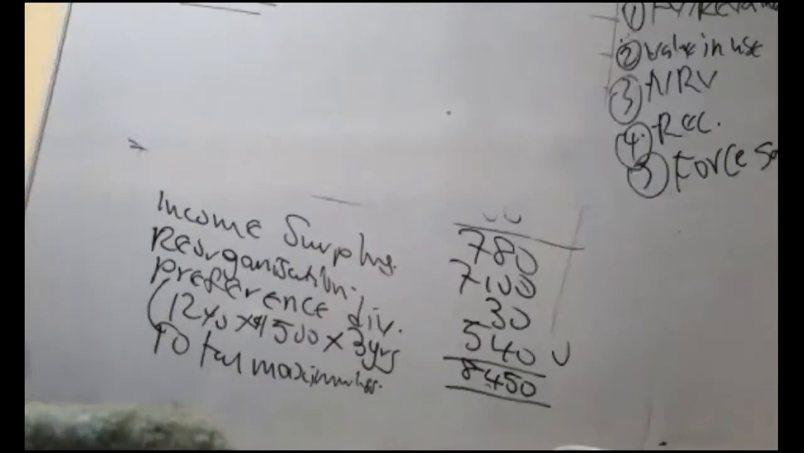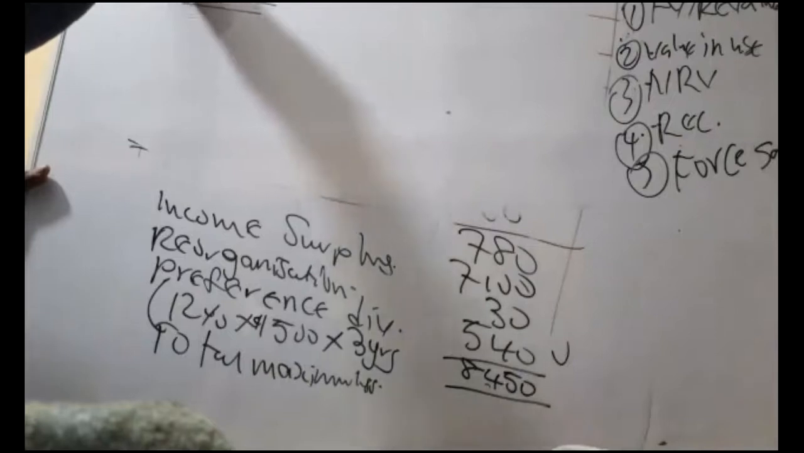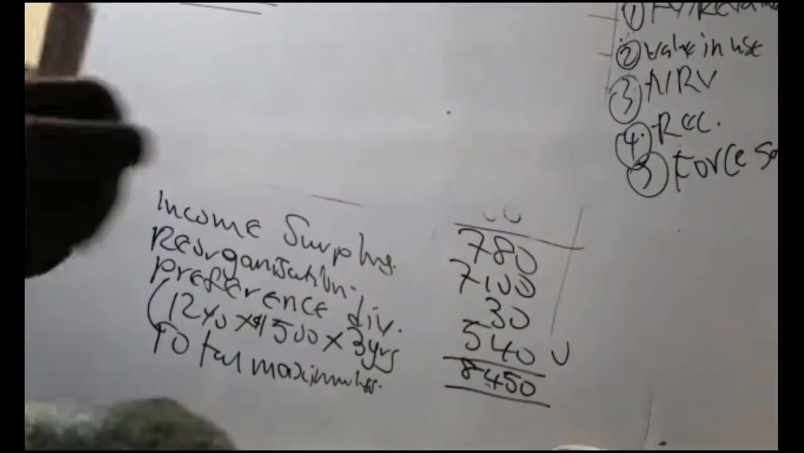Then Rosie asked this question: why is it that we do not add the preferred dividend when calculating the 9620? Oh, sorry. So sorry, okay.